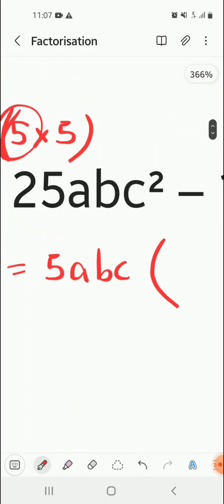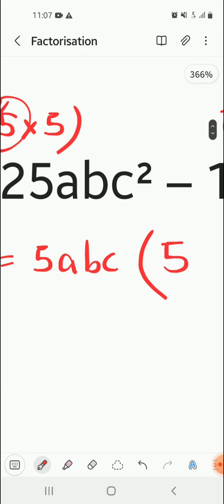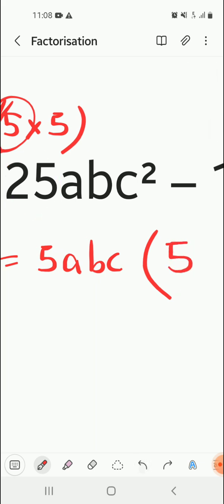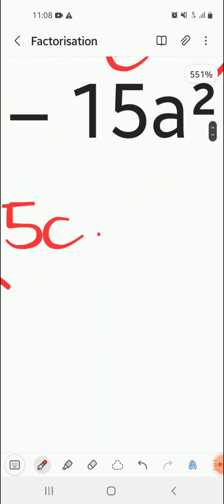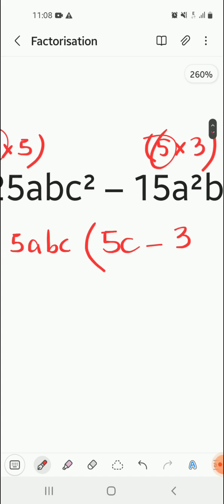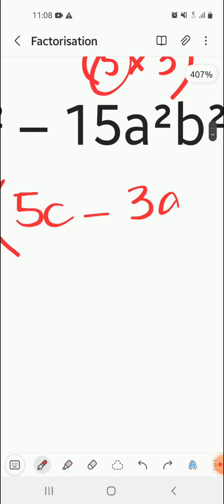So what are we left with here? 5 into 5 is 25. So we are going to write 5. So 5 into 5 becomes 25. A, B, C are all given, but here there is c square and here there is only c. So we are going to write c here. Minus 15, and here we have got 5. So 5 into 3 is 15. So we are going to write 3 here. So 5 into 3 becomes 15. A square. Here there is only a. So we are going to write a.